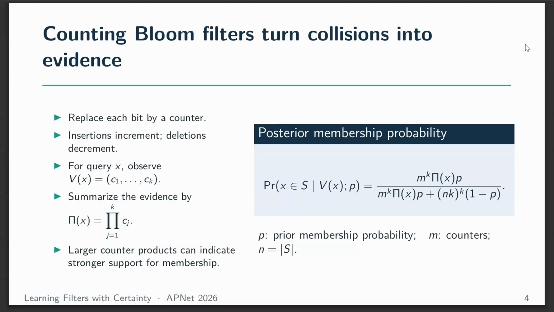Okay, so we look at some particular query of an element. We have its a priori probability, which is denoted by P. We look at the counter values, and then we can compute, based on the counting Bloom filter values, the probability that the membership is actually correct based on these values.